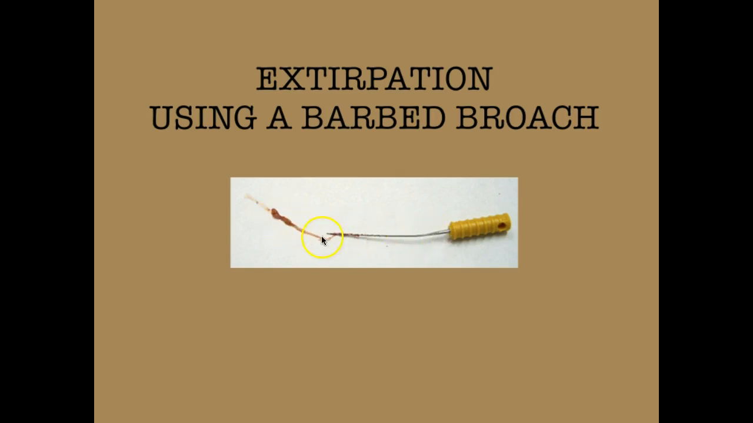So a barbed broach with a hand instrument, it's actually wound or screwed down, so to speak, into the canal, and then it is rotated out of the canal, and sometimes a little bit of fibers can actually show. So extirpation is the removal of remaining pulp tissue.